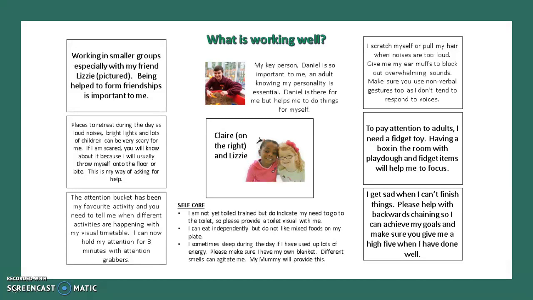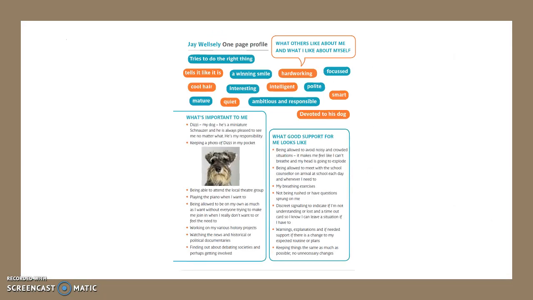You might also like to check out the one-page profiles, which are really good for children with SEND. So this is an example from the Developmental Journal website, and it's just talking about what's important to me and what good support for me looks like. So you can get blank examples of this online as well.